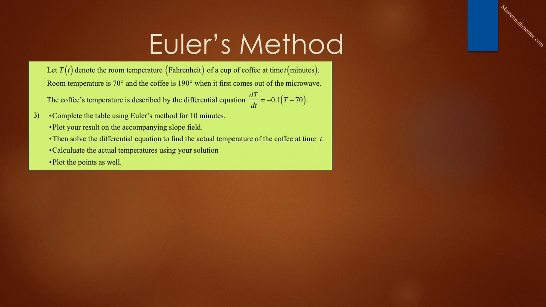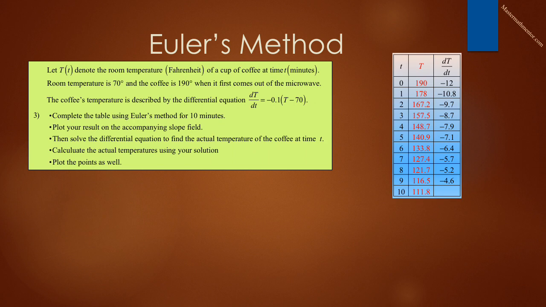Problem number 3 is an involved problem that we will do in stages. Let T of t denote the temperature in Fahrenheit of a cup of coffee at time t, measured in minutes. Room temperature is 70 degrees, and the coffee is 190 degrees when it first comes out of the microwave. The coffee's temperature is described by the differential equation dT/dt is equal to negative 0.1 times the quantity (T minus 70). The first thing we will do is to complete the table using Euler's method for 10 minutes.